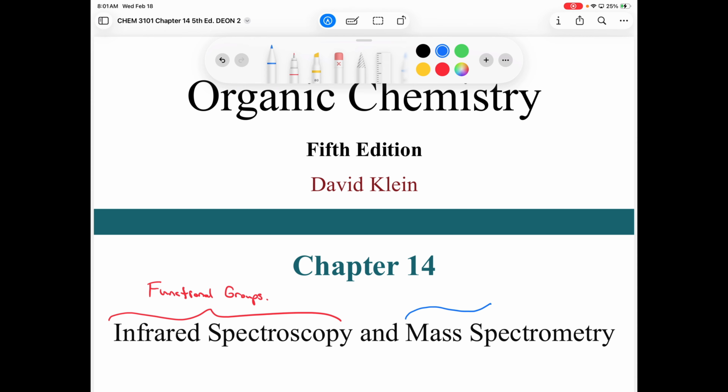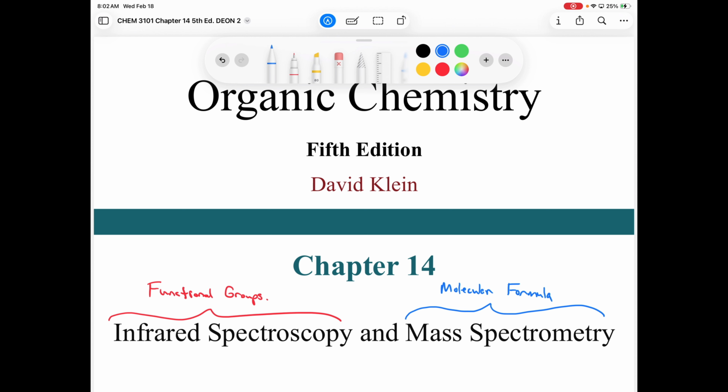Whereas in mass spectrometry, there's a lot of things we can get out of mass spec, but I'd say the most important thing from mass spectrometry is going to be molecular formula.